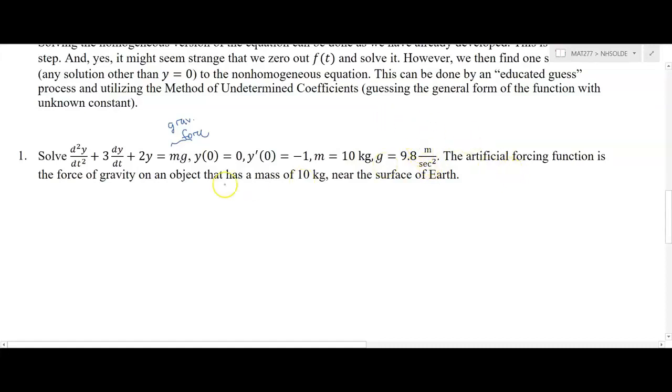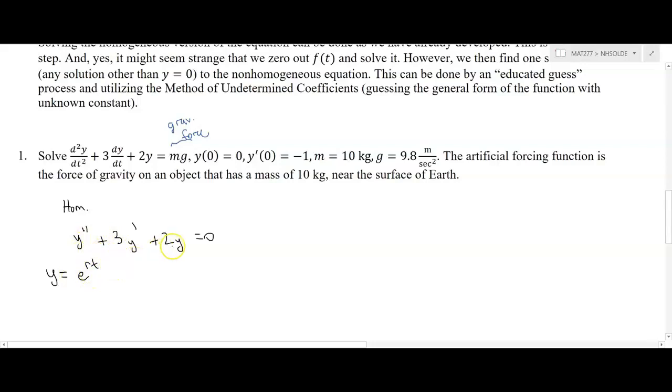The artificial forcing function is the force of gravity on an object that has a mass of 10 kilograms near the surface of Earth. Okay, so that means the first thing we're going to do is solve the homogeneous version. The homogeneous version will just be the second derivative plus 3y prime plus 2y equals 0. And we already know that our solution to this is going to be of the form e^(rt), where r is unknown at this moment. So method of undetermined coefficients will help us find that.